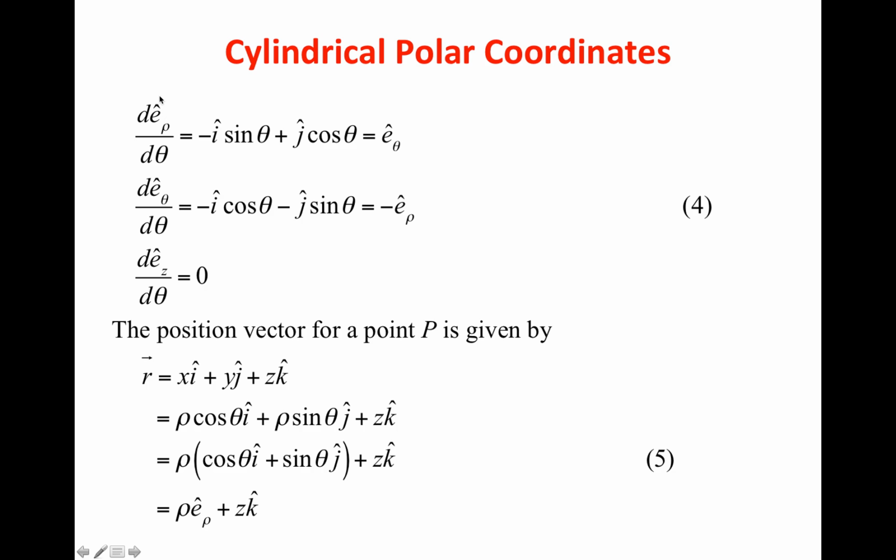For the unit vector along the radius vector, which I am representing by e_rho cap, I get by simple differentiation, remembering that the directions of i and j are constant and their magnitudes are also constant, minus sin theta into i cap plus cos theta into j cap, which is nothing else but my e_theta cap. And the rate of change of e_theta cap with respect to theta comes out to be negative of e_rho cap, and of course the change with respect to z is 0 also.